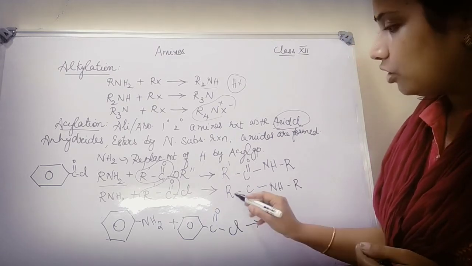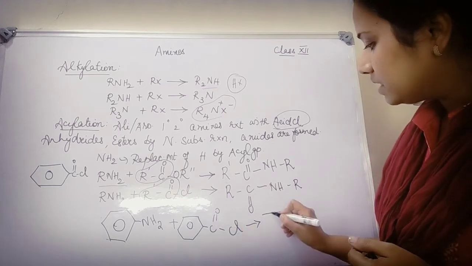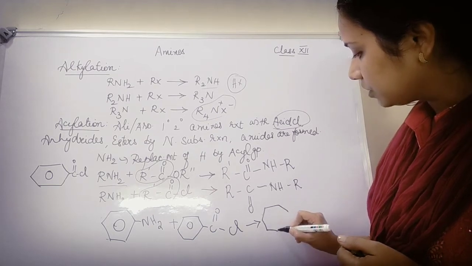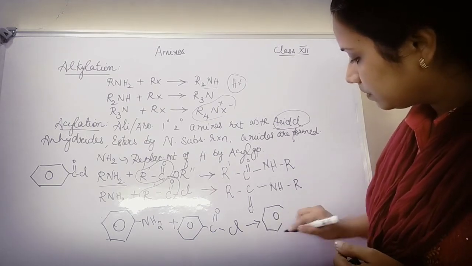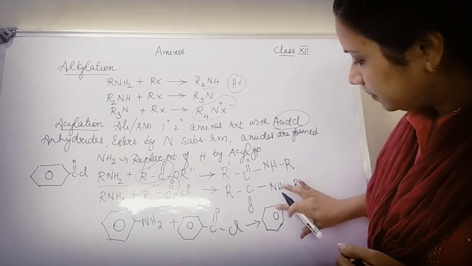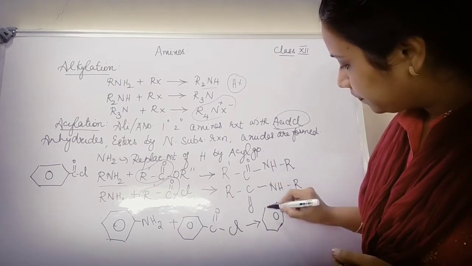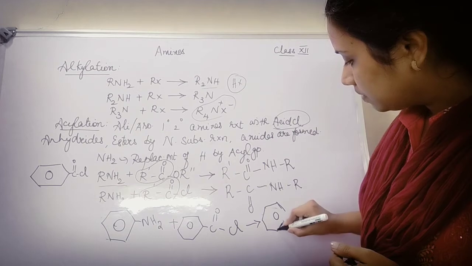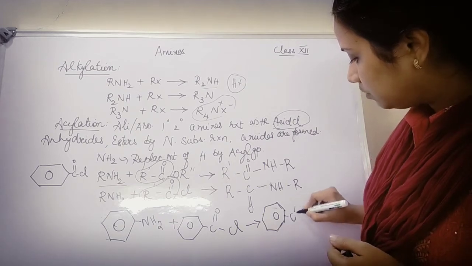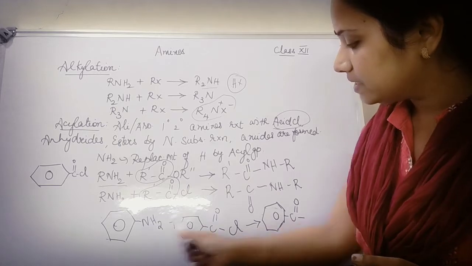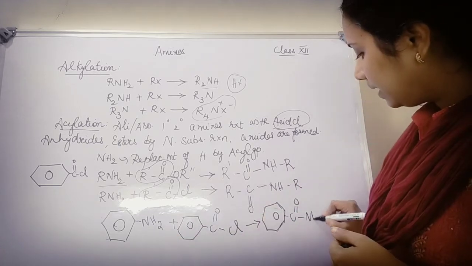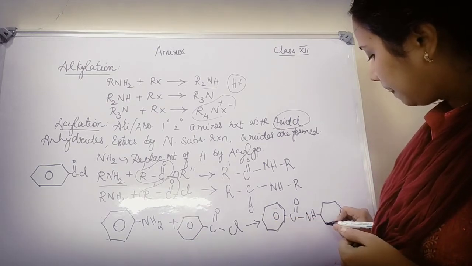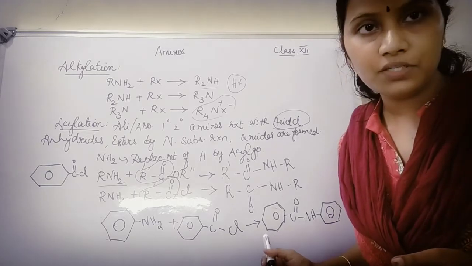So how will the product be formed, children? What is your first R? This benzene group. Hope you are able to see the structure. I have the benzene structure. Now I have to add this C double bond O, and instead of Cl, HCl will be removed. So I will be writing NH, and that will come this side. Okay children? This is how you need to write the structure.